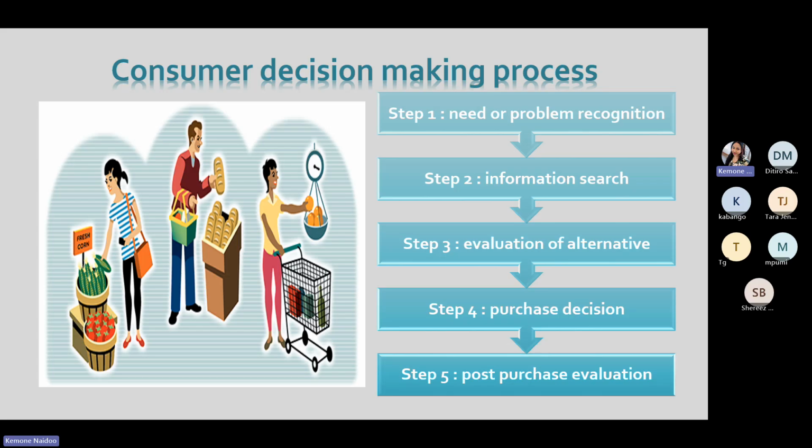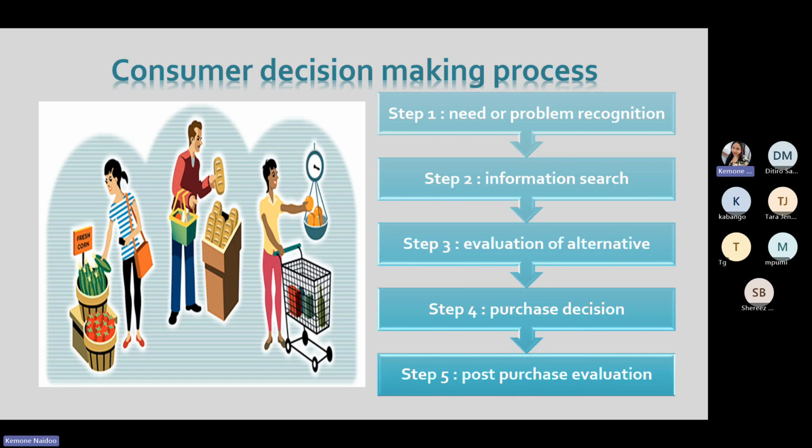The evaluation of alternatives. So remember, consumers, if it is a big purchase like buying a car, you wouldn't buy the first one you see. So an evaluation of these alternatives is always done to make the best decision. Step 4, your purchasing decision is made. So this is where consumers actually will buy their product.